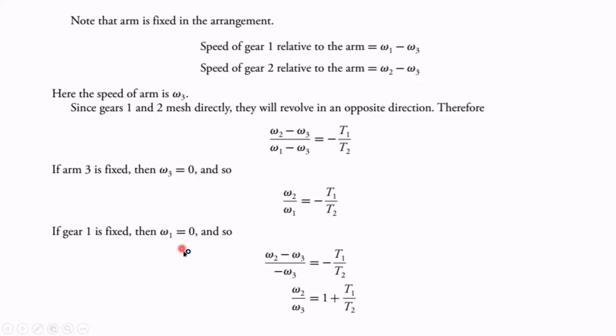If you fix gear 1, meaning the velocity of gear 1 is 0, then the formula is arranged like this: the velocity ratio of gear 2 and the arm is considered. The earlier formula is for when the arm is fixed. Here we take the velocity ratio as the velocity of gear 2 and the velocity of the arm. If gear 1 is fixed, the velocity of gear 1 is 0. These are the formulas for the epicyclic gear train.